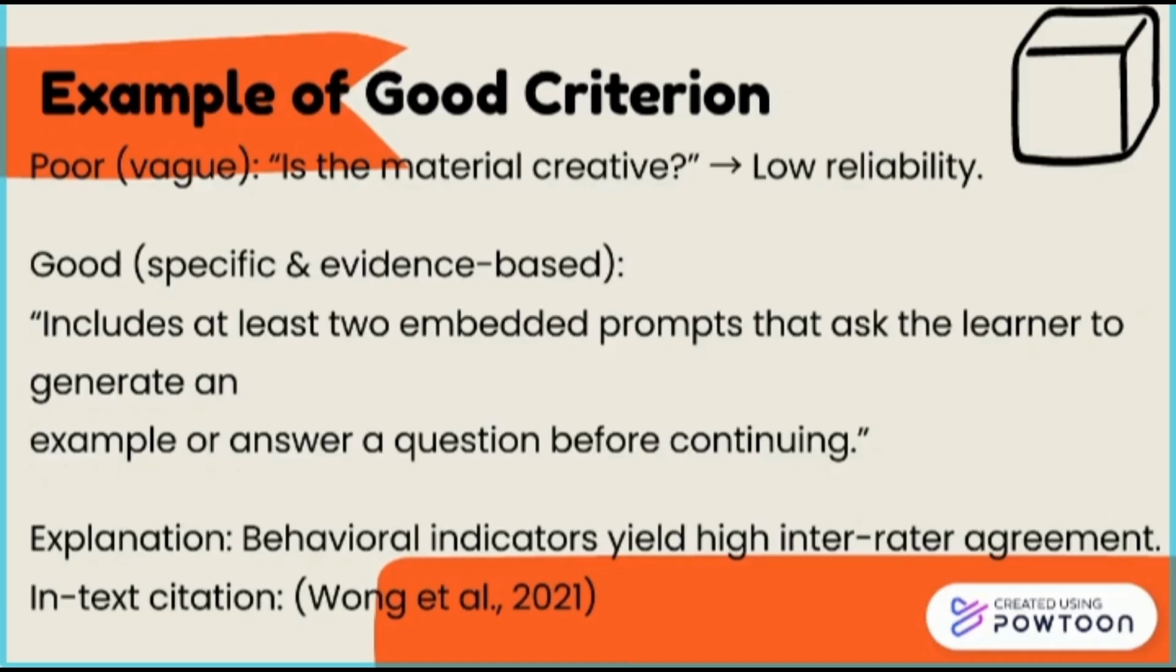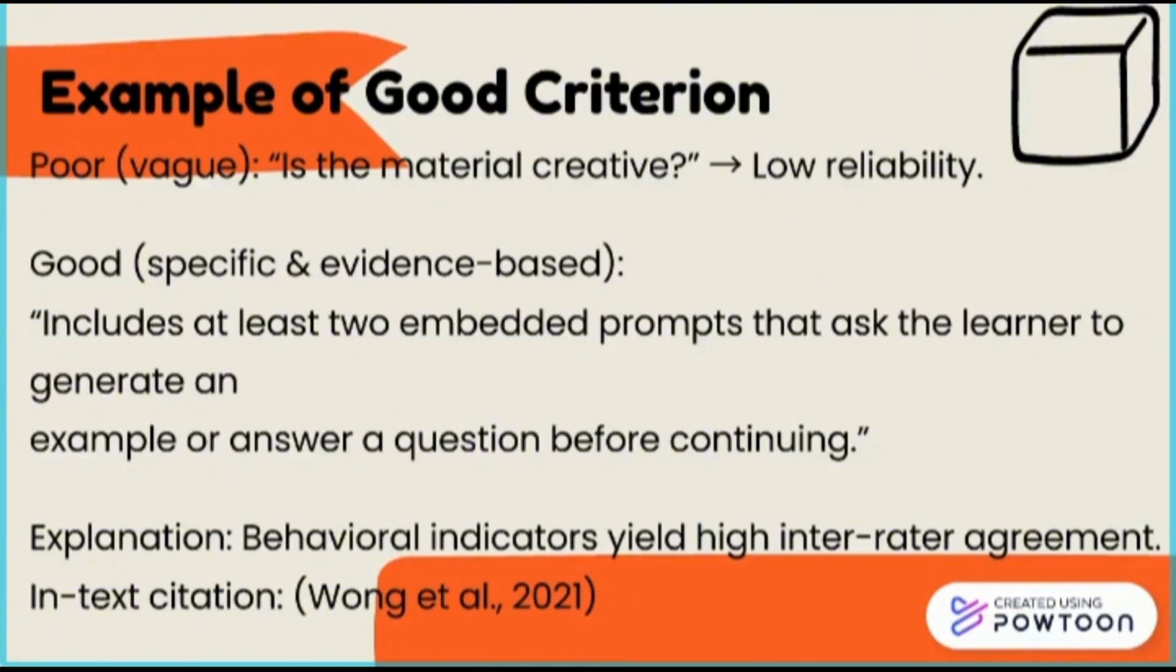Jensen and Sivingway's work show that such vague terms lead to low inter-rater reliability, meaning two evaluators will give very different scores. A good evidence-based criterion would be: includes at least two embedded prompts that ask the learners to generate examples or answer a question before continuing. Why is this better? Because it is behavioral and countable. You can objectively check whether the material contains two prompts.